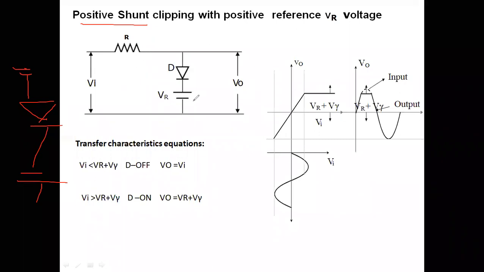See the reference voltage. Even if we have a reference voltage, you only have to keep in mind that the anode voltage should be greater than the cathode voltage. Then only the diode gets on. Here it is a positive shunt clipper. Positive shunt means we are cutting the positive peak which is greater than the reference voltage.